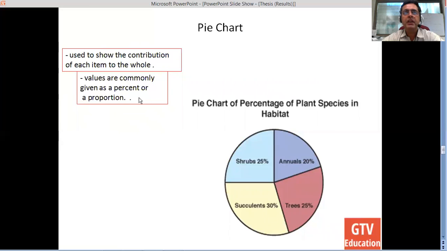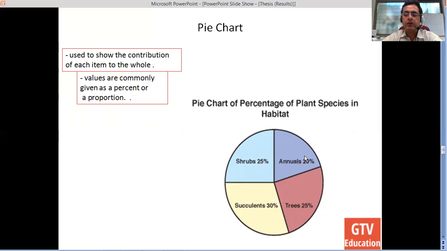Right, a pie chart is used to show the contribution of each item to the whole, and values are commonly given as a percent or a proportion. For instance, this is a pie chart, and most people would just grab a pie and use it in their thesis. But if you look at this relationship, these are percentages of plant species in a habitat: shrubs, animals, trees, succulents, etc.